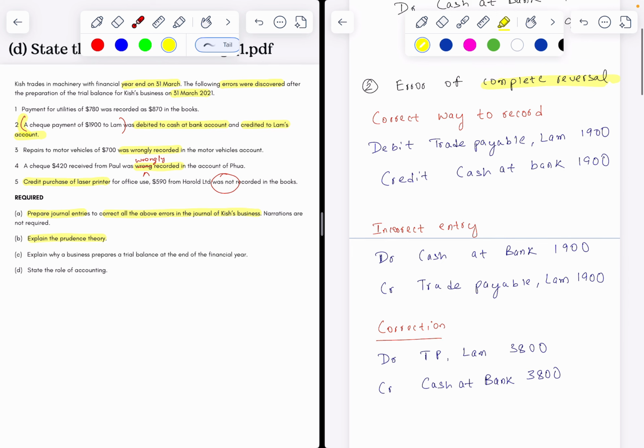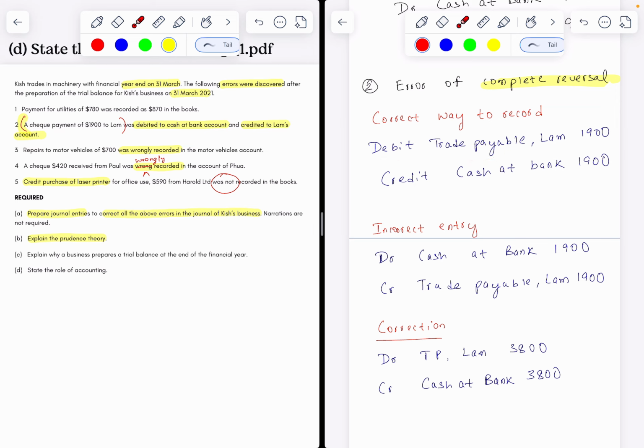So when you want to correct this and get full marks in the exam, you first need to know how to correctly record it, which is what we discussed at the beginning, all right? Based on that, our goal when we correct should be to have a final balance of credit 1900 in the cash at bank account and a final balance of debit 1900 in the account for LAM, who is the trade payable or the credit supplier of the business, okay?